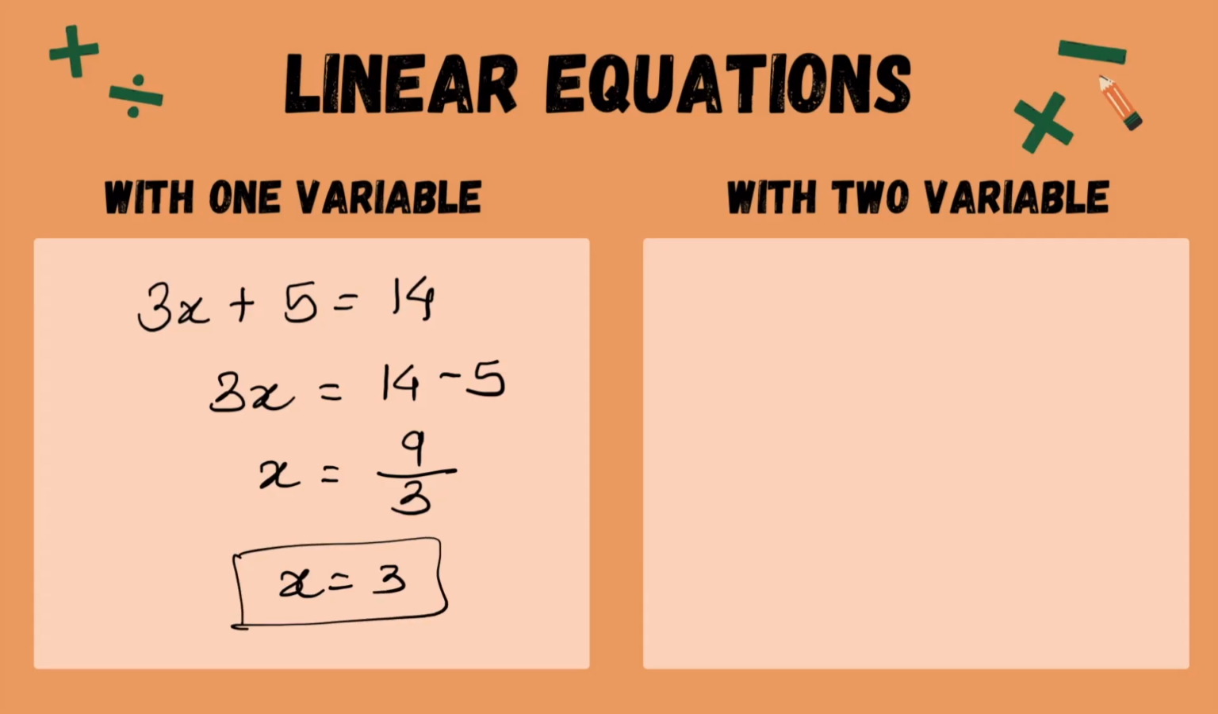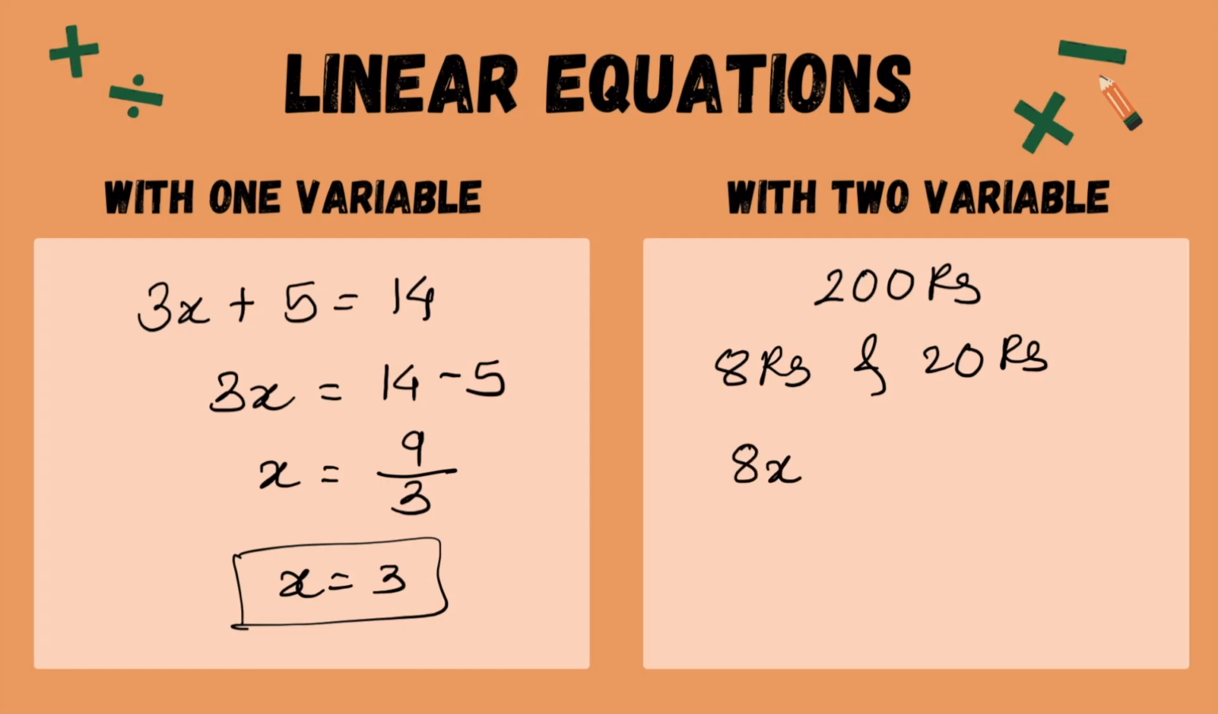You are at the shop near your school. You have exactly 200 rupees to spend. You are there to purchase pencils and pens. Pencil cost 8 rupees and pen cost 20 rupees. Now, the question is, how many pens and how many pencils are you going to buy? Exactly. We are going to form an equation out of this.